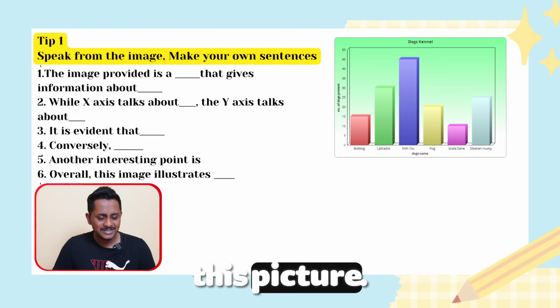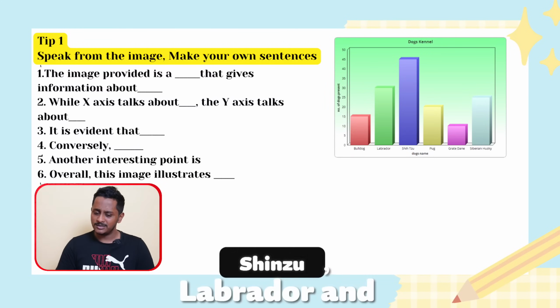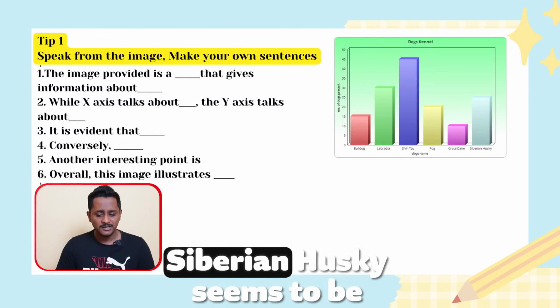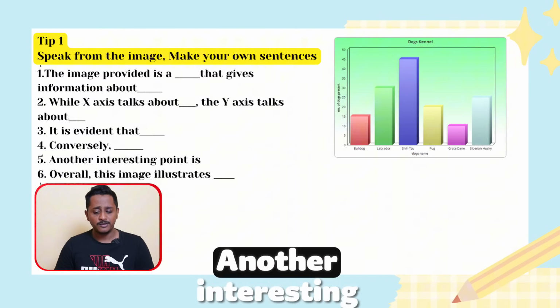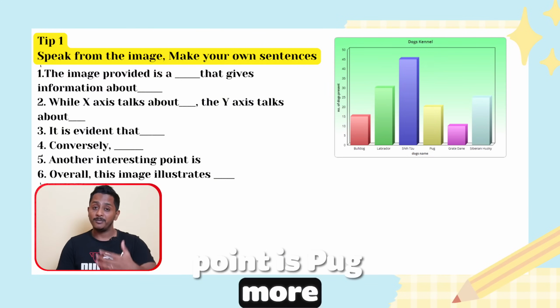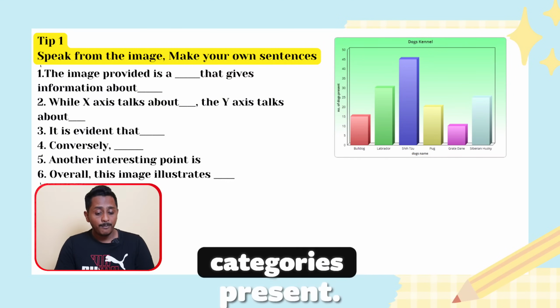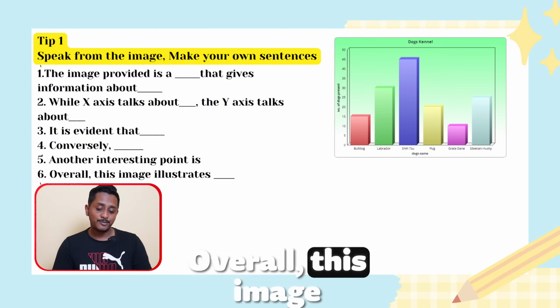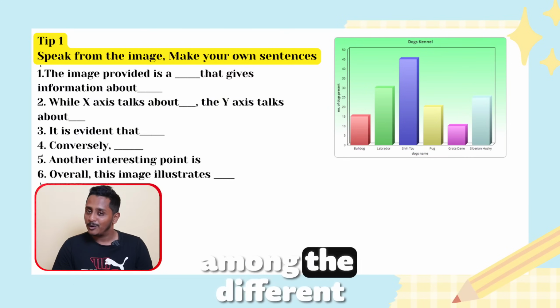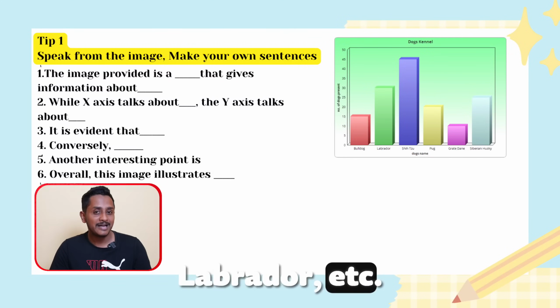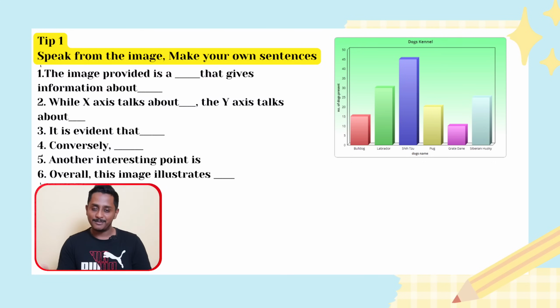It is evident that the least number of Great Dane and Bulldogs are found in this picture. Conversely, Shih Tzu, Labrador and Siberian Husky seem to be dominant. Another interesting point is Pug more or less has 20 number of categories present. Overall, this image illustrates the dog's kennel among the different dogs such as Bulldog, Labrador, etc.